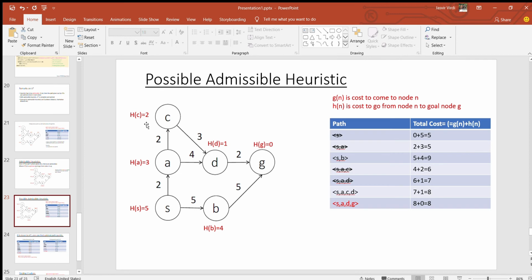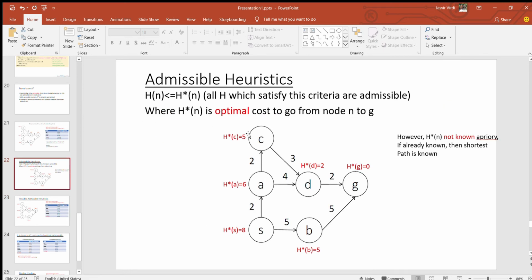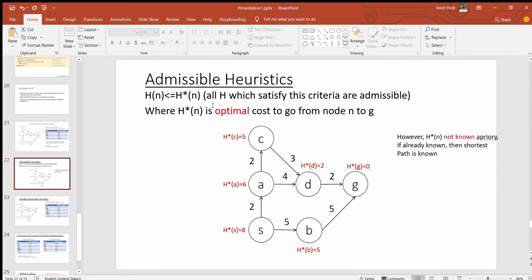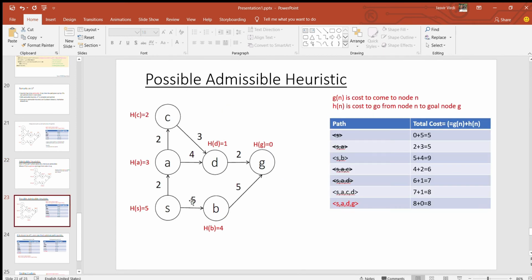So for instance, in this particular case, H of C, which is equal to 2, is less than or equal to H star of C, which is 5 here. And similarly for all other nodes, H of n is less than or equal to H star of n. So again, if you apply the A star algorithm, what we see is that we get the path SADG as the final path from the algorithm, which is the optimal one. So this is a case where, by choosing an admissible heuristic, one which satisfies this criteria, we are able to get the optimal path selection.